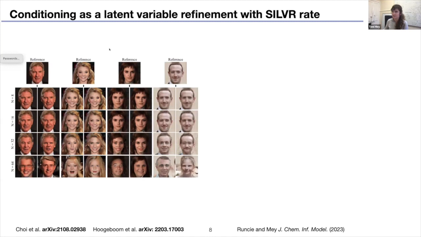So here the idea is that we do this so-called latent variable refinement, where we have a reference image, and as we are denoising, as we're taking our sample of our new image, so we have our noise and we're denoising it, we're basically mixing our reference image into that denoising process. And as we're doing this, as you can see here, if we're adding Harrison Ford back in, depending on how much we're adding him back in, we are getting more or less Harrison Ford-like people in our new image generation. And this is the kind of idea we now want to do for molecules.